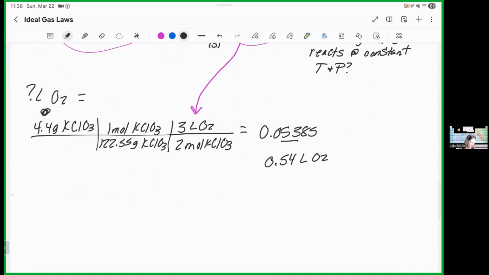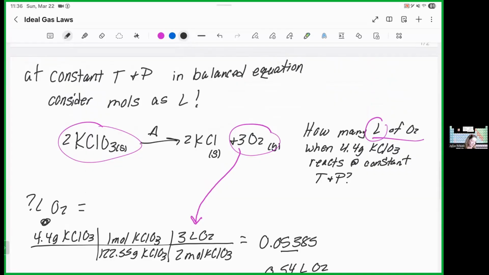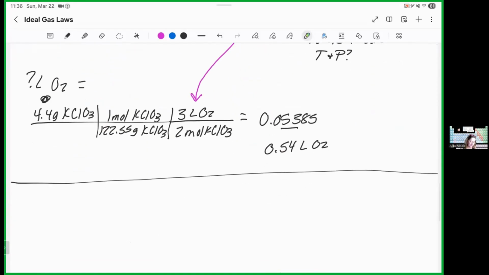Okay, so if you're at constant temperature and pressure, and they're asking about liters of a gas, you just use your stoichiometry in your balanced equation and call that liters of gas. Your moles is your liters.